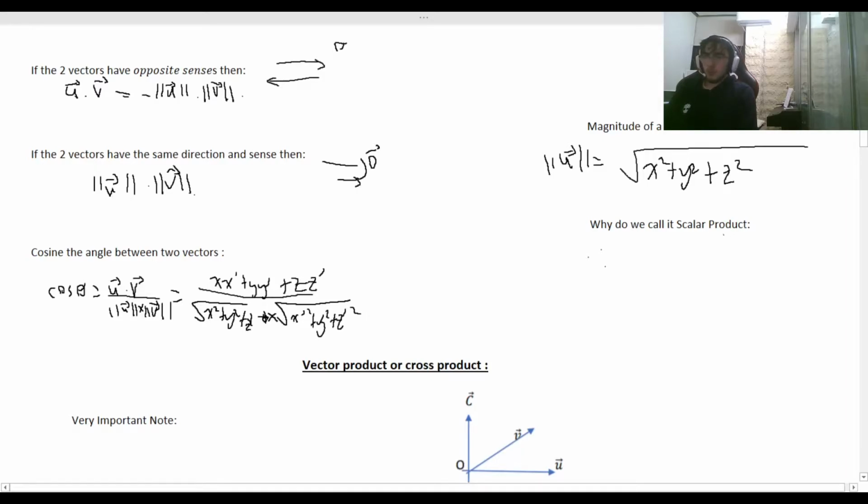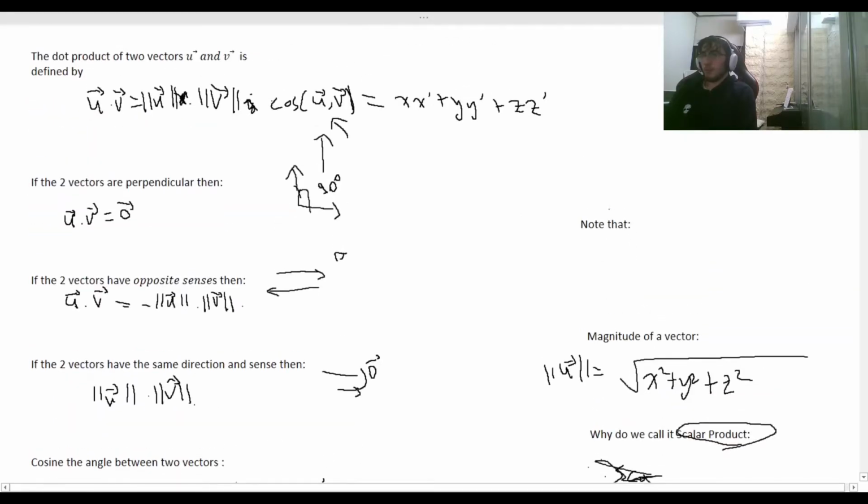Why do we call it scalar product? The reason we call it scalar product is because the resultant product is a scalar quantity, meaning having only magnitude and not direction. Note that in scalar product, u vector dot v vector is equal to v vector dot u vector. So if you reverse the vectors, it doesn't matter, because cosine of theta is equal to cosine of negative theta.